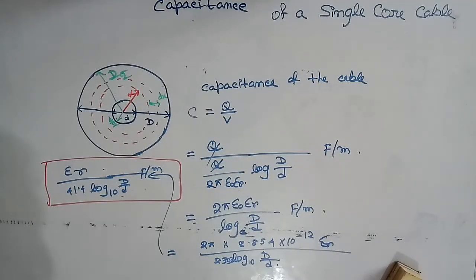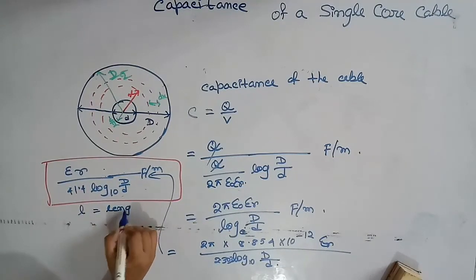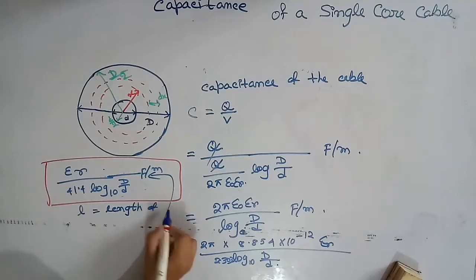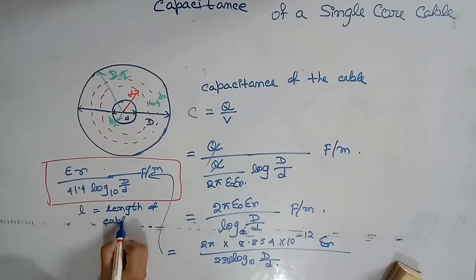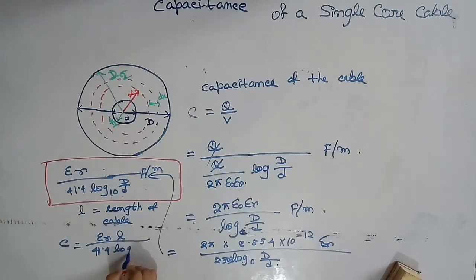Now if a cable has a length of L meter, the capacitance of the cable, now consider L is the length of the cable, then what is the value of capacitance? C is equal to epsilon r into L by 41.4 log 10 D by d.